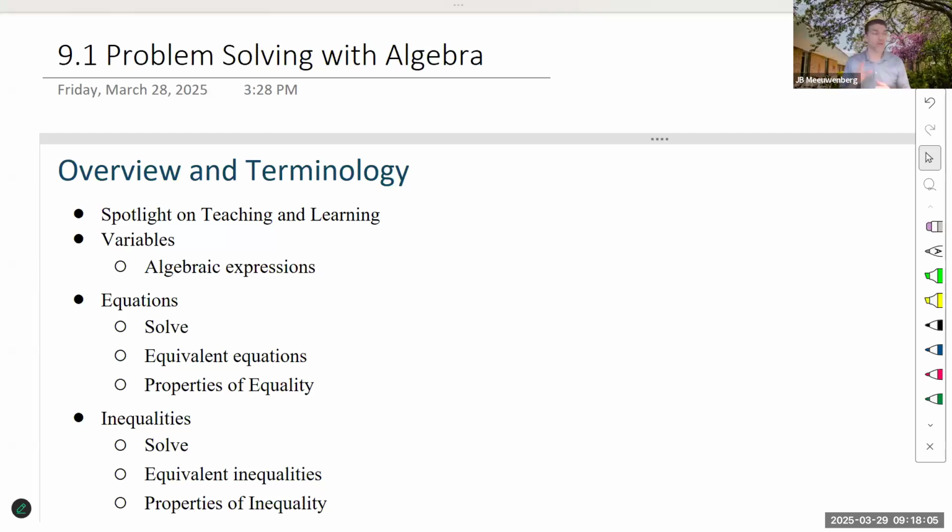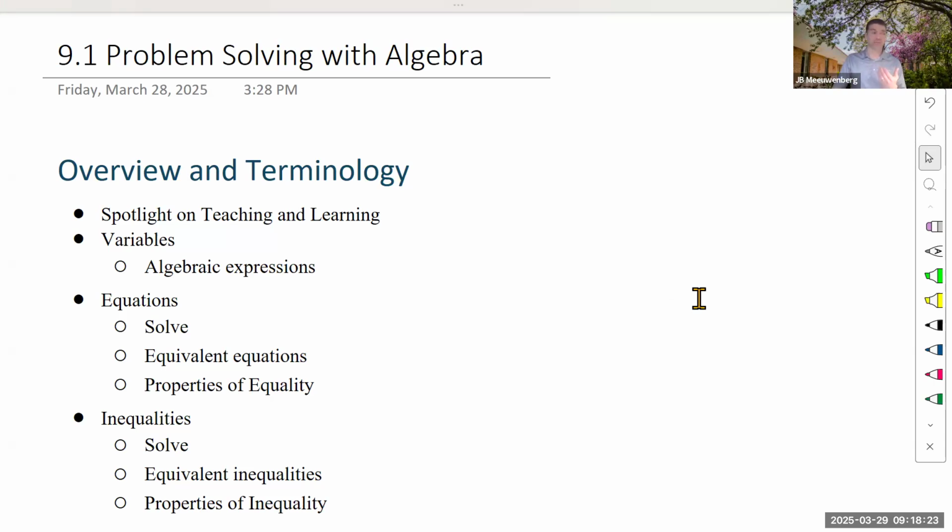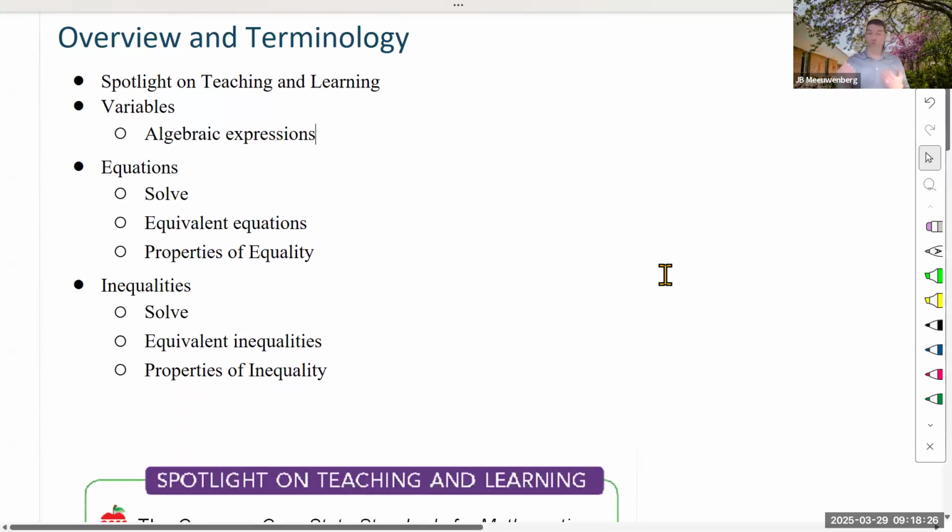So let's go ahead and dive in and look at what this first section of chapter 9 is all about. It's problem solving with algebra. The next section, 9.2, we'll get into graphing, but for now it's going to be problem solving with algebra. So here is our overview for 9.1, our terminology. We're going to do a quick spotlight on teaching and learning. We'll talk about variables, algebraic expressions, equations. We'll be solving those equations, talk about equivalent equations, properties of equality, and then we'll get into inequalities, which we also have to solve, talk about equivalencies, and then those properties of inequality.